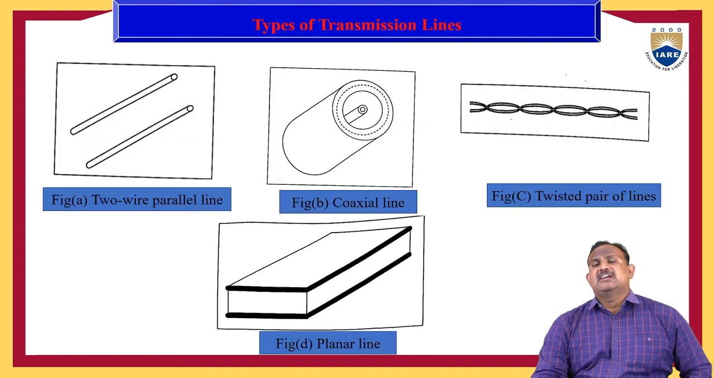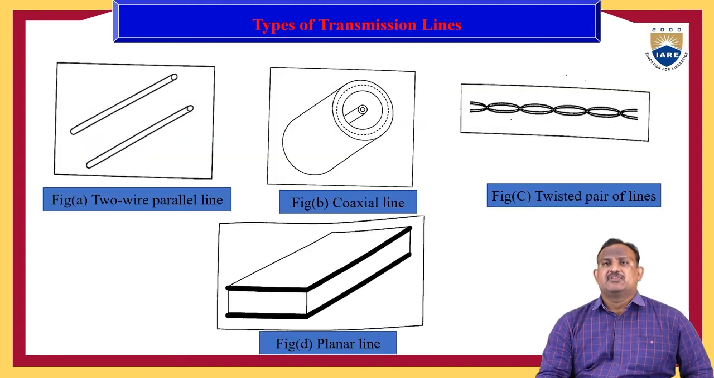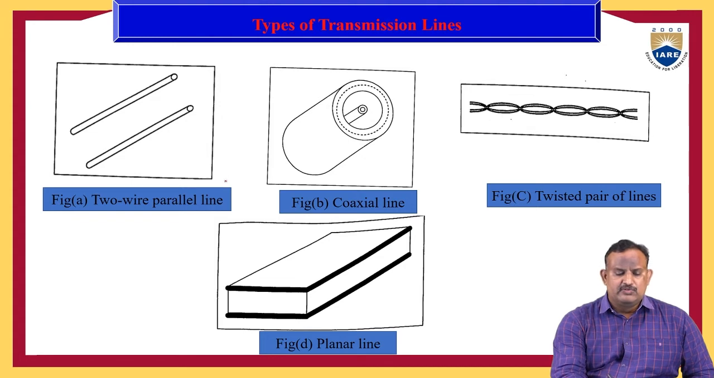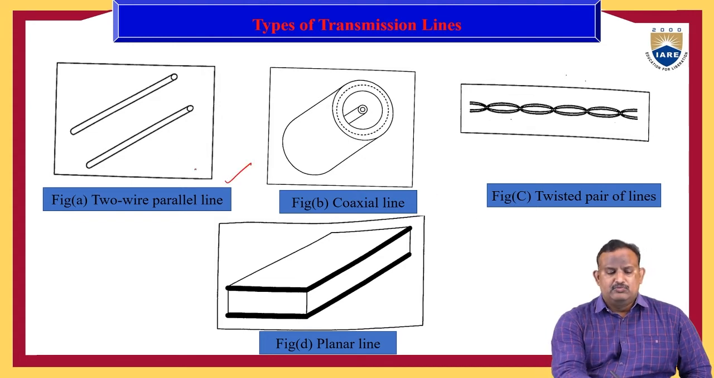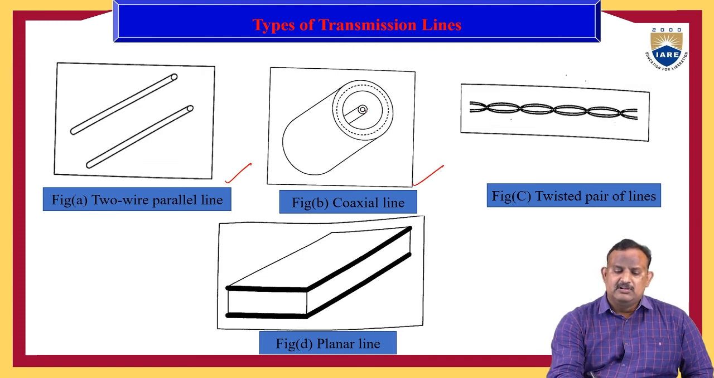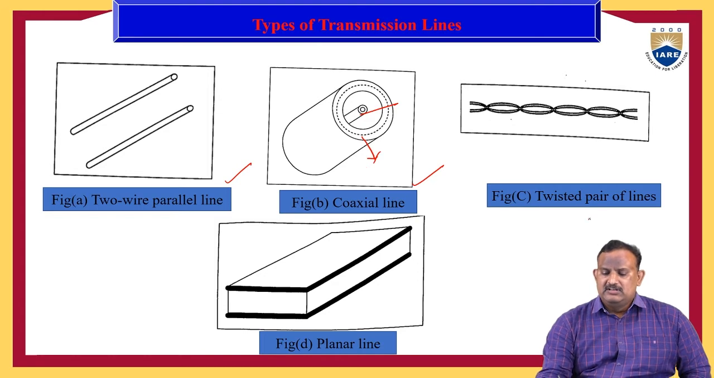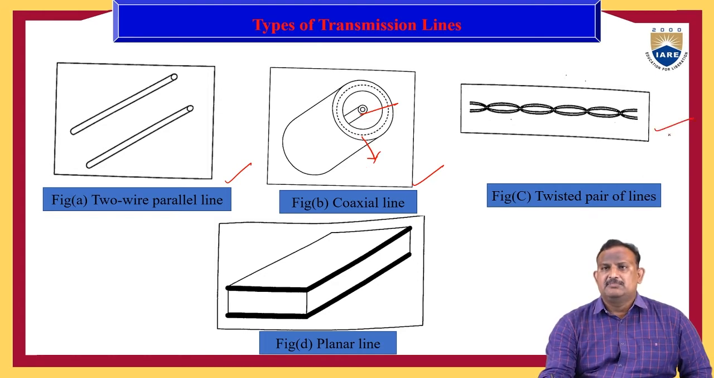Now, the types of transmission lines. There are different types. The first one is the two-wire parallel line. The second one is the coaxial cable, which has an inner conductor and an outer conductor. Then the twisted pair of lines. Then the other one is the planar line.